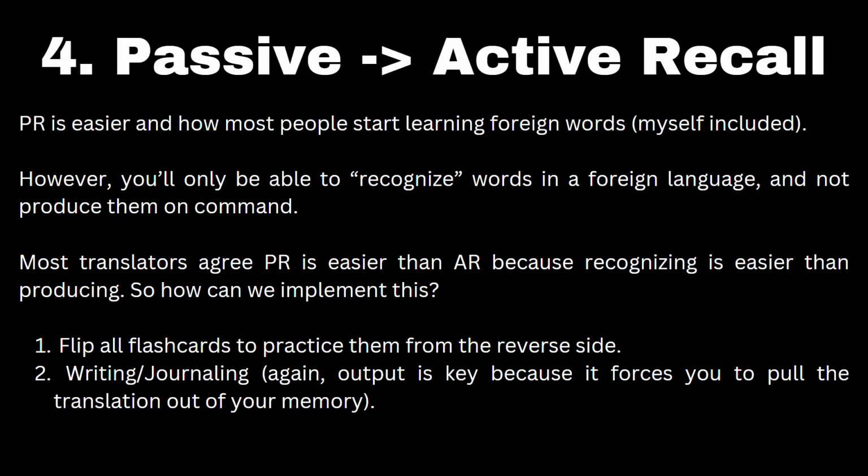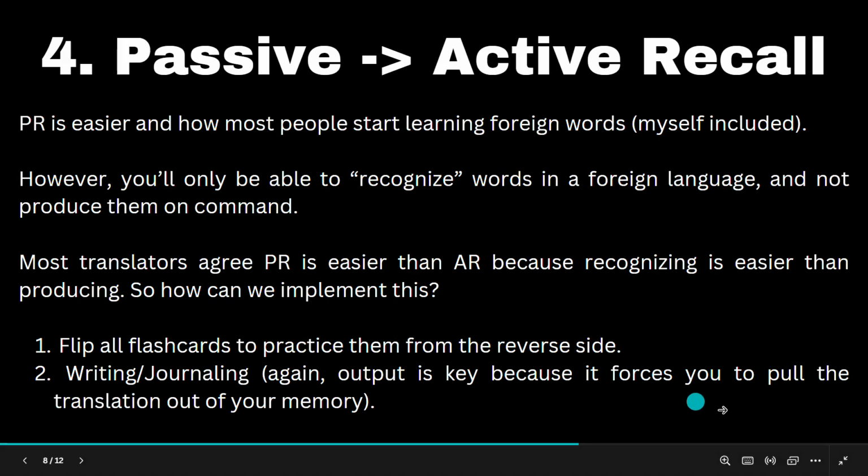So you need to make sure you're well-rounded. Once you get reasonably good at passive recall, flip the flashcards and do active recall. It'll be way harder, but you'll get better at it. And then eventually you can go from English to Italian, Italian to English, or English to whatever language you're learning. So yeah, flip all the flashcards to practice them from the reverse side.